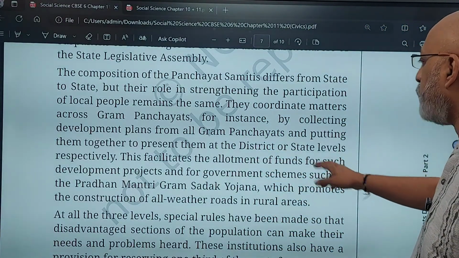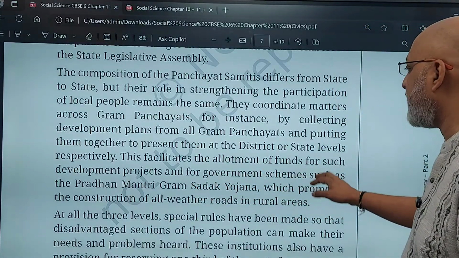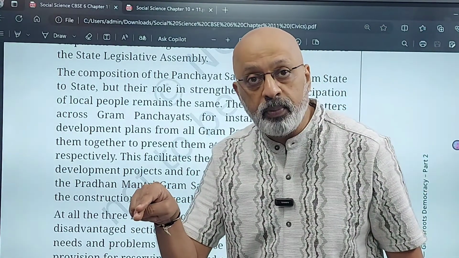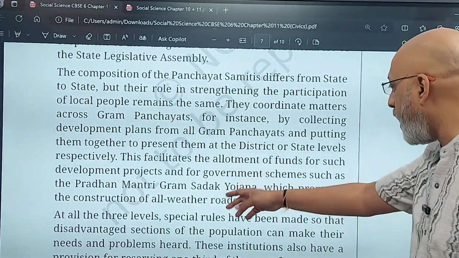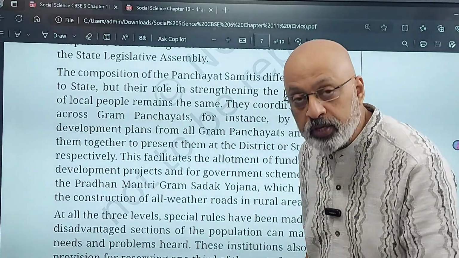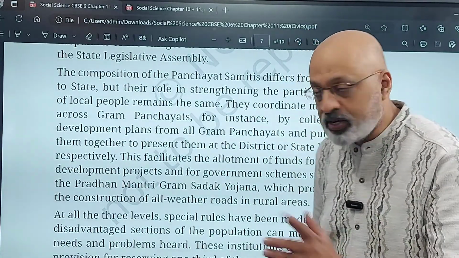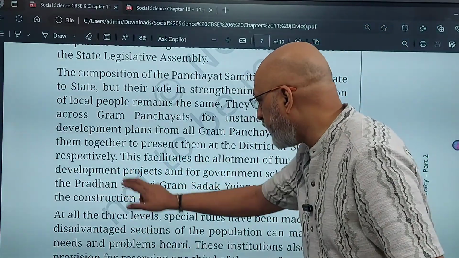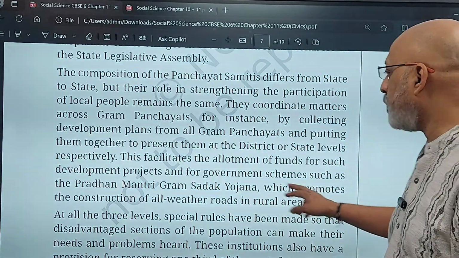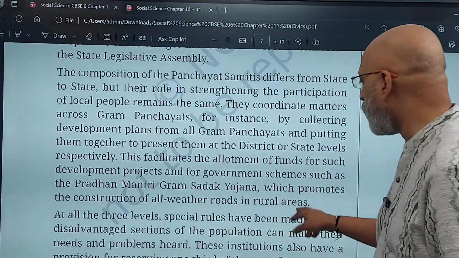This facilitates the allotment of funds for such development projects and for government schemes such as Pradhan Mantri Gram Sadak Yojana, that is the road building in the villages area. Gram means village, Sadak means road. For people in South India who don't understand Hindi, I'm translating it. Pradhan Mantri, Prime Minister, Village Road Program, okay, which promotes the construction of all-weather roads in rural areas.